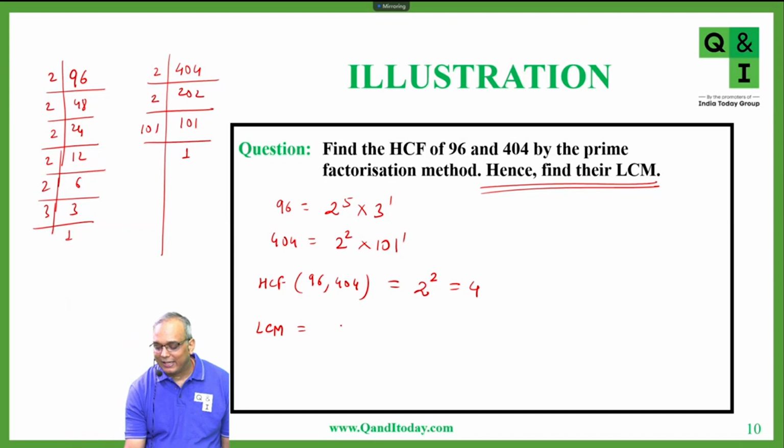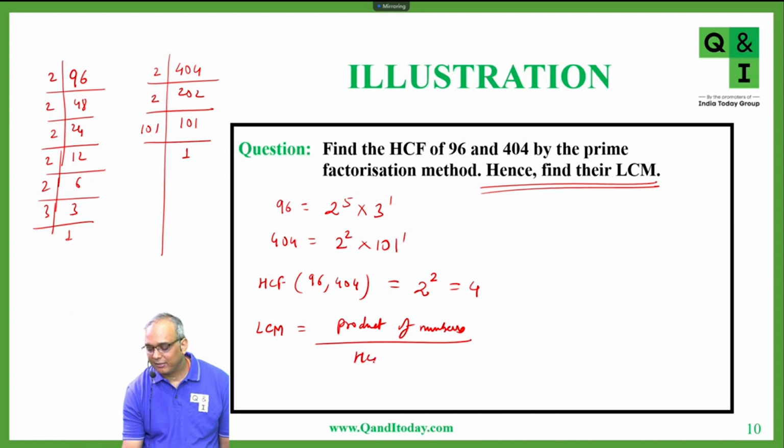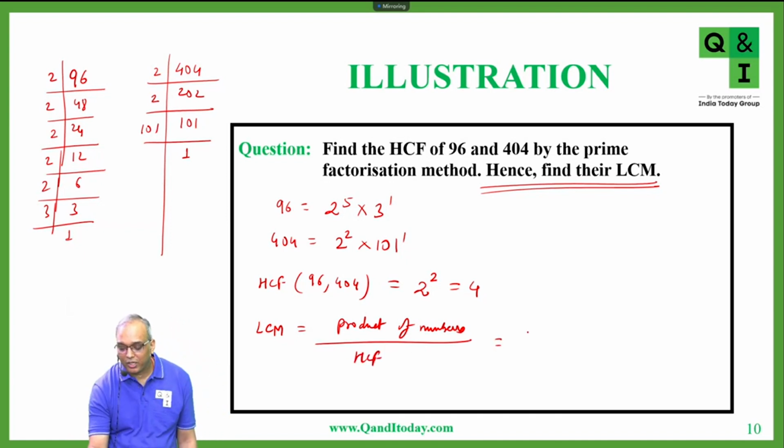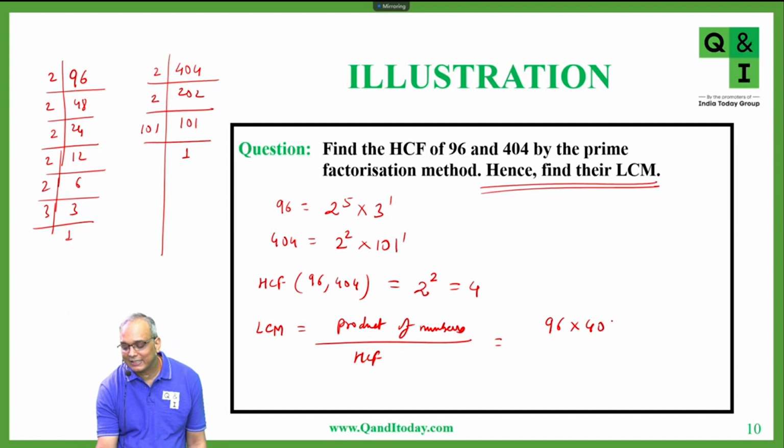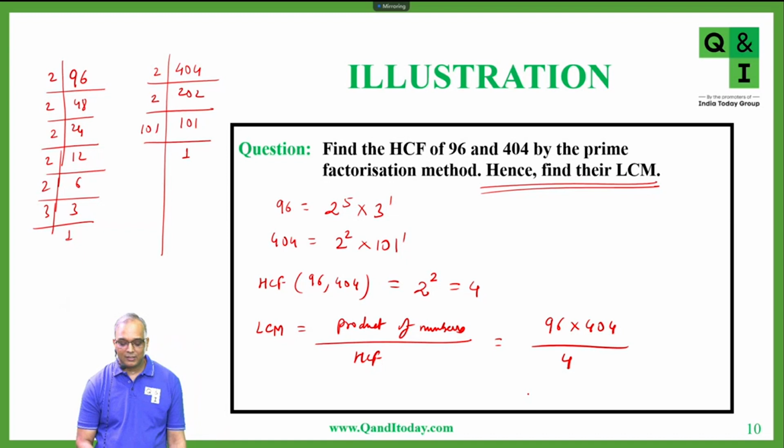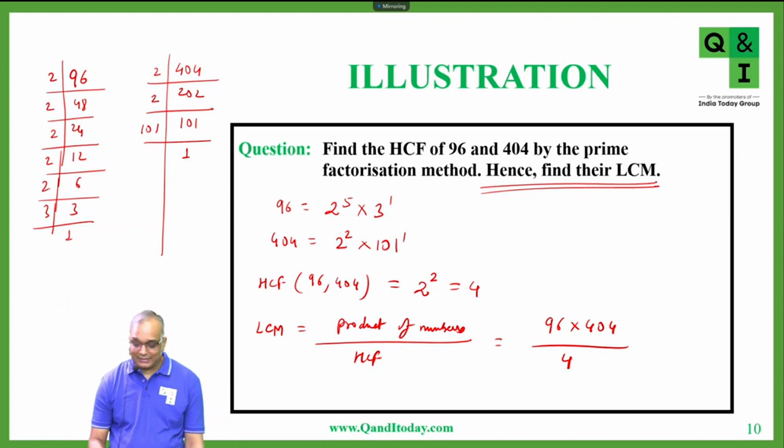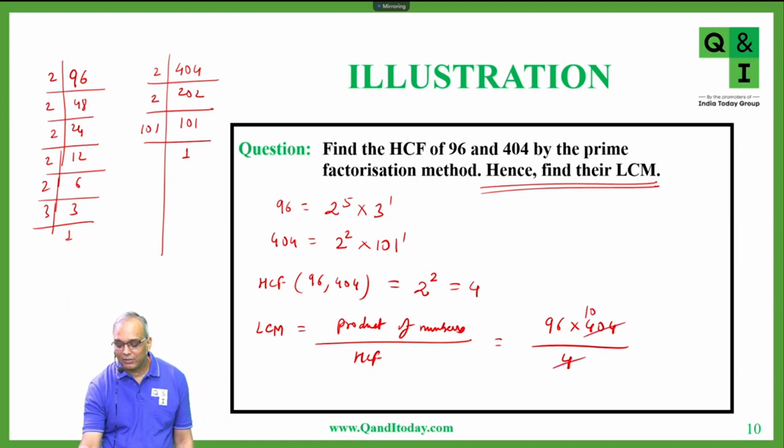This means LCM is product of numbers divided by HCF. So the product of numbers, one number was 96, other was 404, and you have to divide it by HCF, that is 4, right? So when you divide this, if you cancel this, you will have 101 into 96. This is 9696. So this is your LCM.